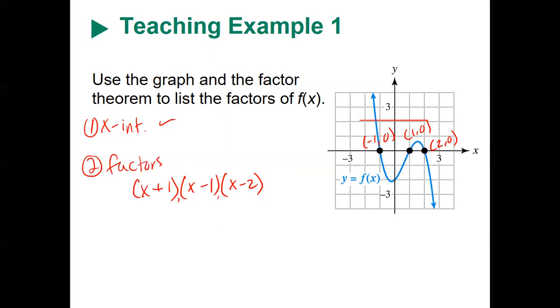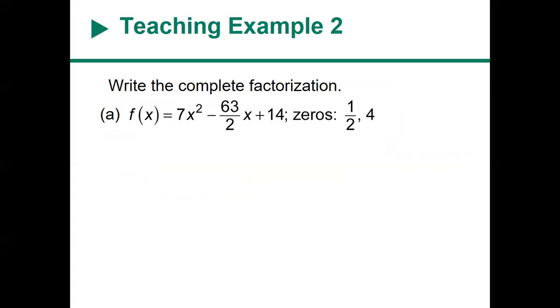So we identified our x-intercepts and listed out our factors. We have to be able to do this to keep going. Good? Anyone's like, never. Okay, cool. All right.